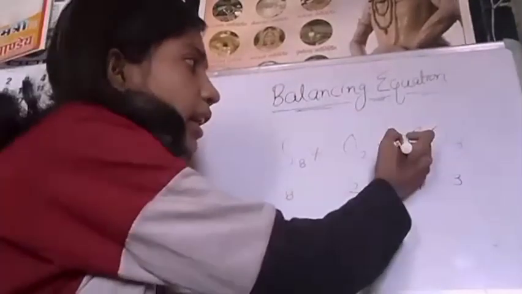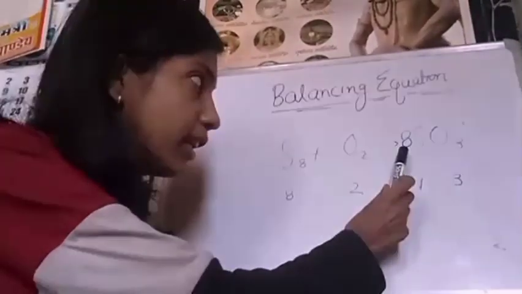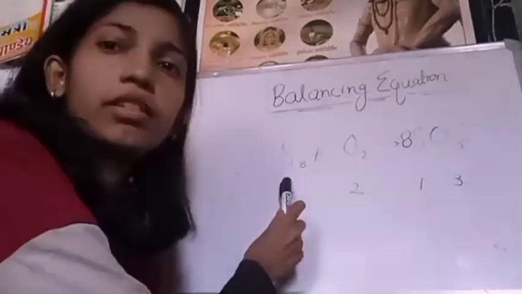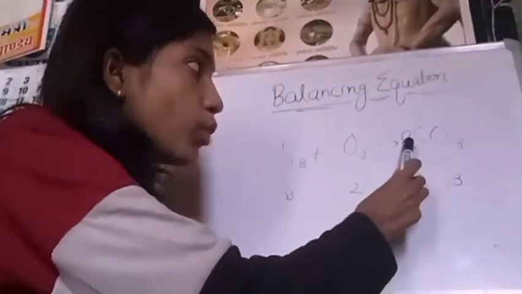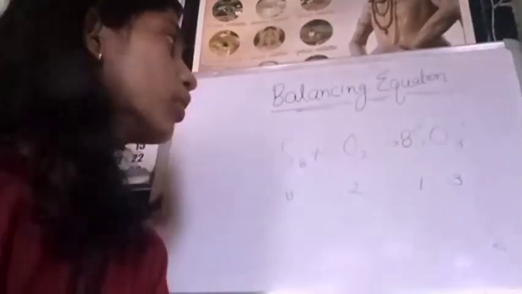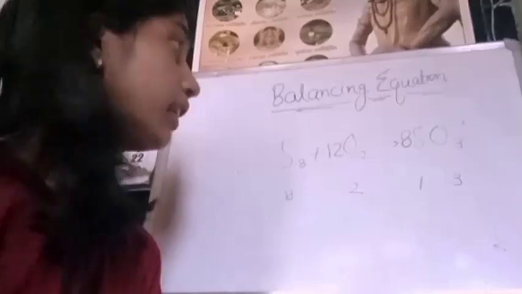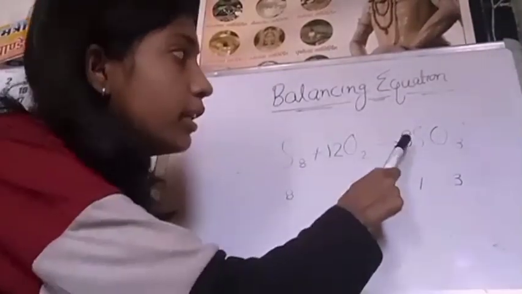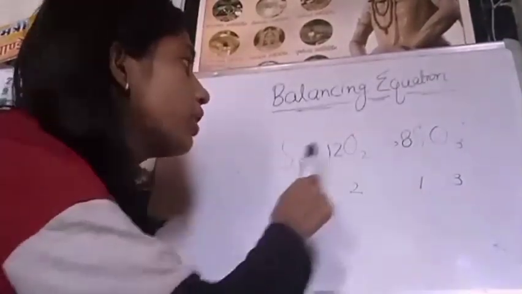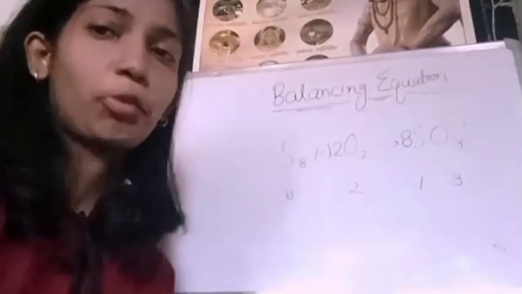So how do we balance it? Sulfur 8, then add here 8. So we will add 8 here, so 8 sulfur, 8 sulfur. This is balanced. But 8 3s are 24 oxygen and here is 2 oxygen. So add here 12. Then we count. 12 2s are 24 oxygen, 8 3s are 24 oxygen, 8 sulfur, 8 sulfur. So now the equation is balanced.